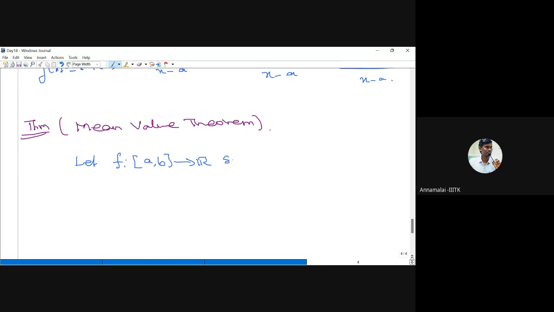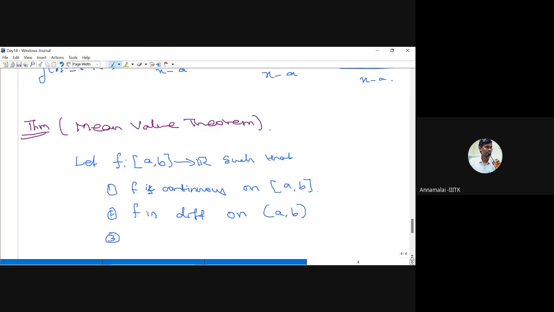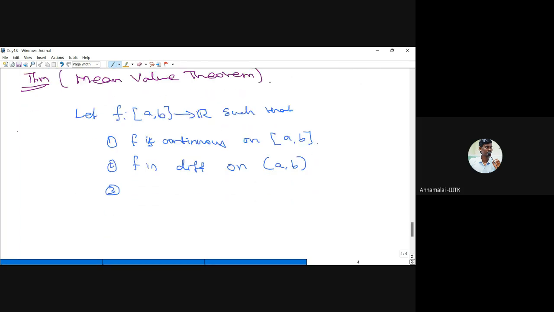B such that, first, f is continuous on the closed interval a comma b, but differentiable on the open interval a comma b. That is a very important thing. So f is differentiable on the open interval a comma b. This is the second point. For Rolle's theorem we have one more condition, but for the mean value theorem only these two conditions.